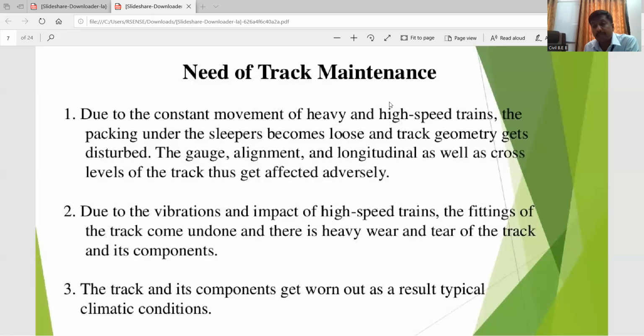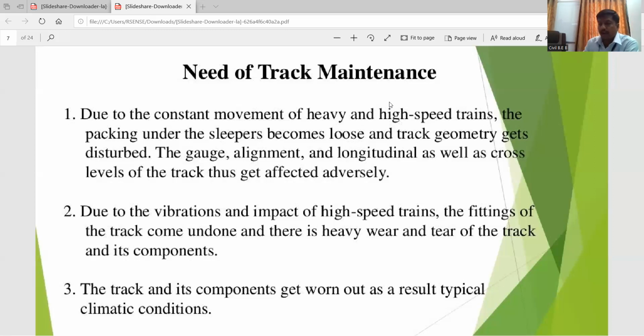So the gauge, the alignment, and the longitudinal as well as the cross levels of the track, very important sentence. The gauge, alignment, and the longitudinal as well as the cross levels of the track thus get affected adversely. It will affect all the railway movements adversely if there is loose packing of the ballast below the sleepers. And also, next point, due to the vibrations and the impact of the high-speed trains, there is wear and tear of that railway track and its components.